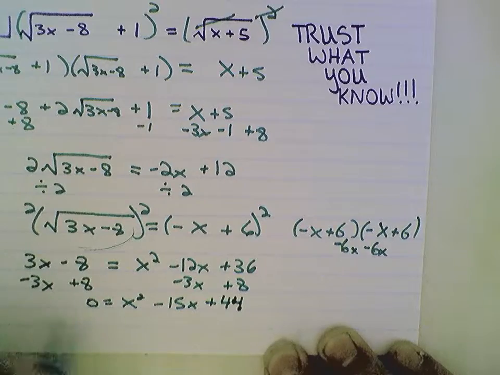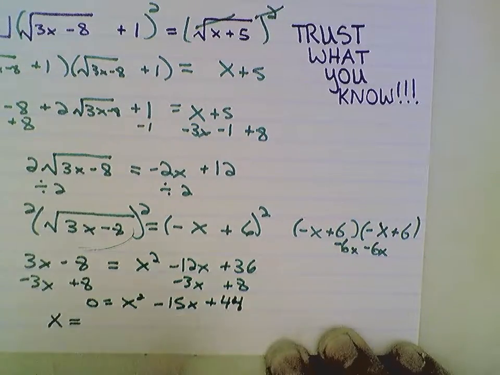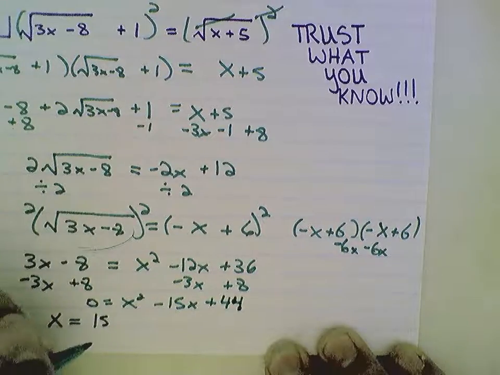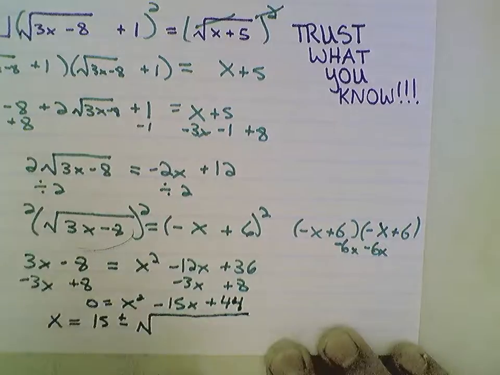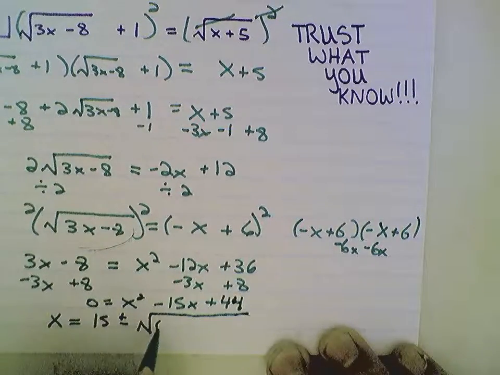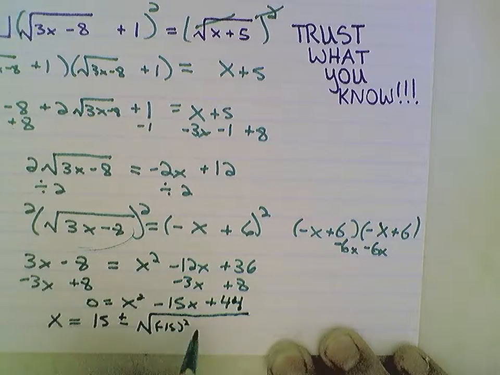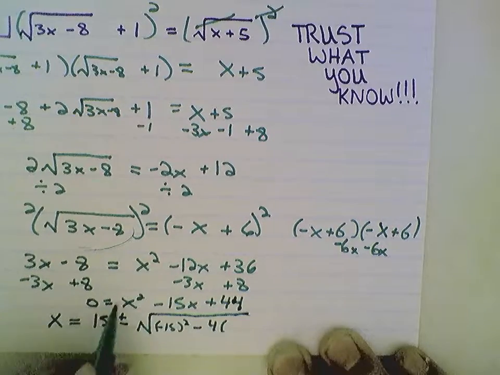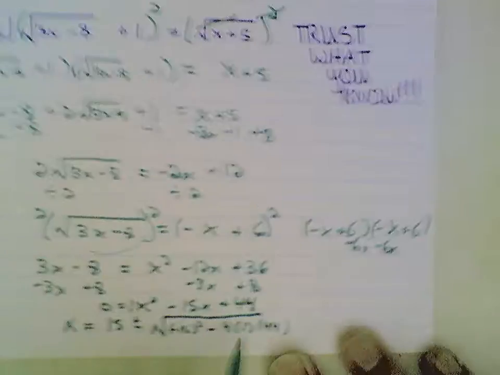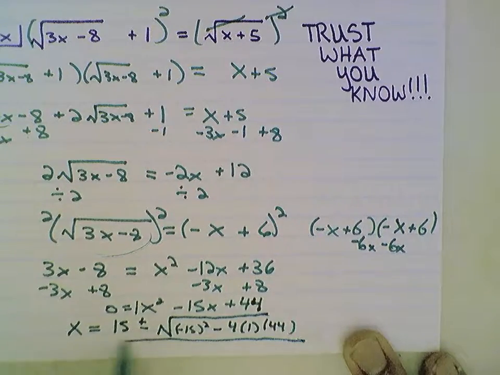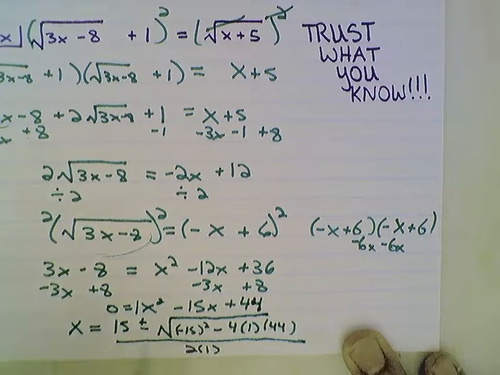So to use the quadratic formula, you're going to put x equals, you take the opposite of b, which is 15, plus or minus the square root of your b squared, so you're going to take negative 15 and square it, minus 4 times your a, which in this case is a 1, times 44, and then that's going to be all over 2 times 1, and then you just use a calculator to simplify this down to your value.